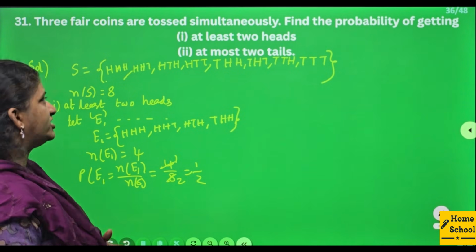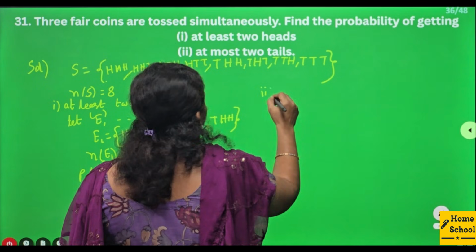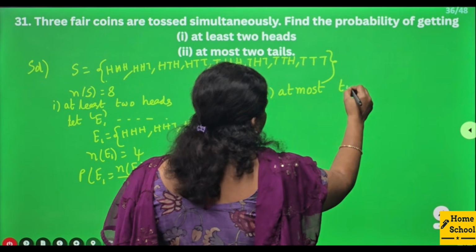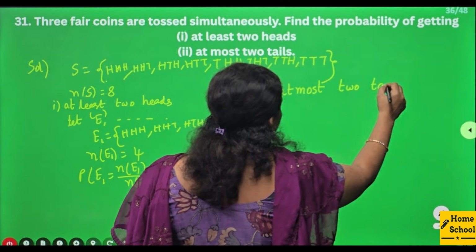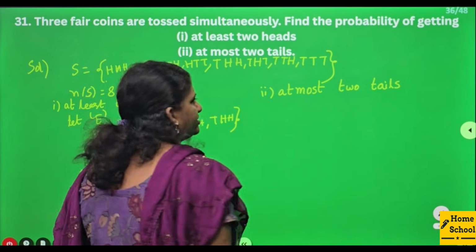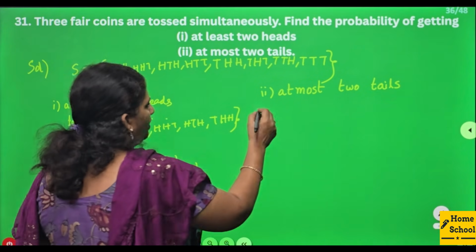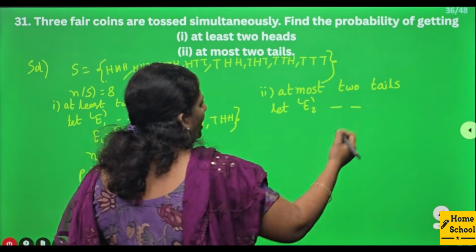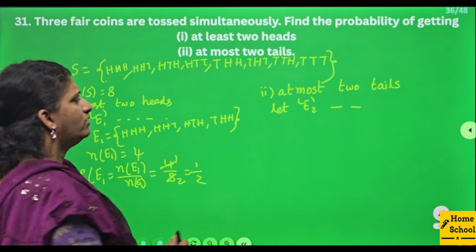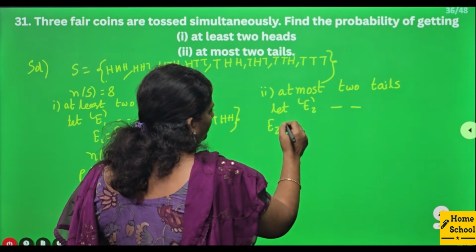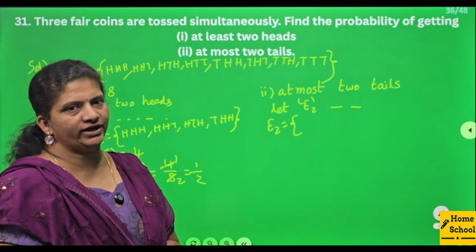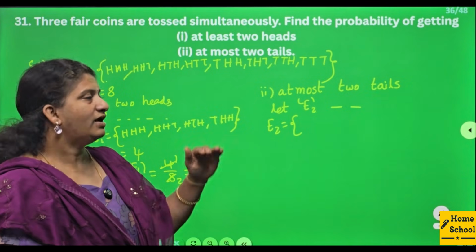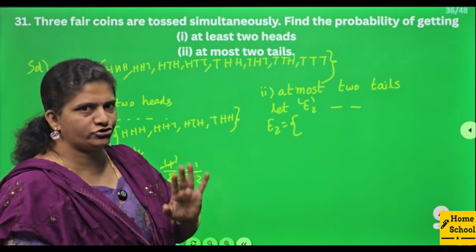And you have one more question, that is at most. You should remember these 2 points carefully. At least, at most, exactly, these words you should remember properly. Now let us assume, let E2 be the event of getting at most 2 tails. What are all the events you are going to get here? Here at most 2 tails means 2 tails, 1 tail, no tail you need to write. At most, more than 2 tails you should not take.